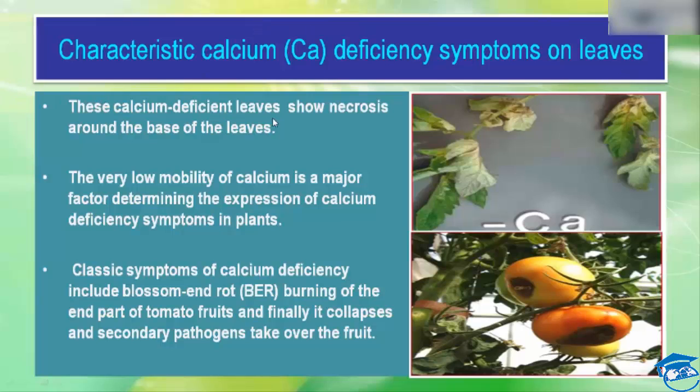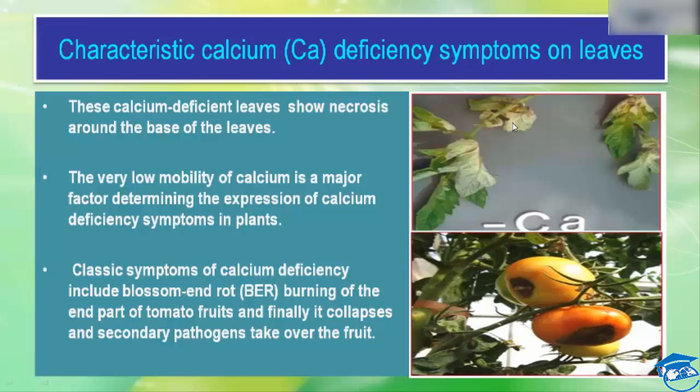These calcium deficient leaves show necrosis around the base of the leaf. Necrosis means death of the tissue. So this brown part is showing the necrosis. So calcium deficient leaf shows necrosis around the base of the leaf. See, this is the base of the leaf and it is showing the necrosis.